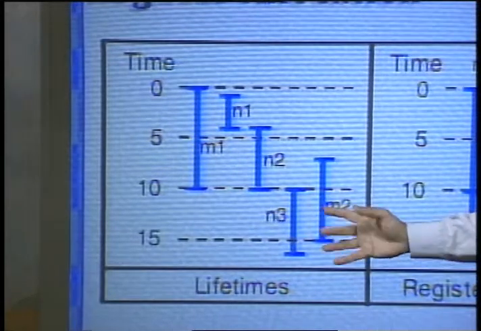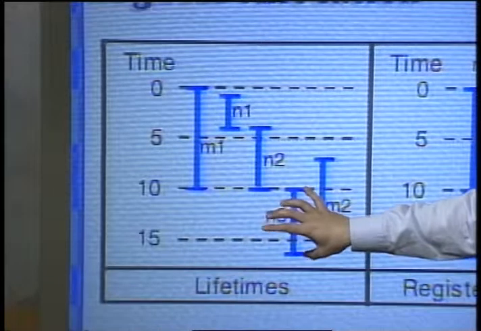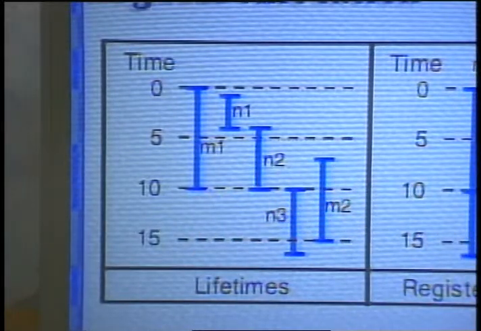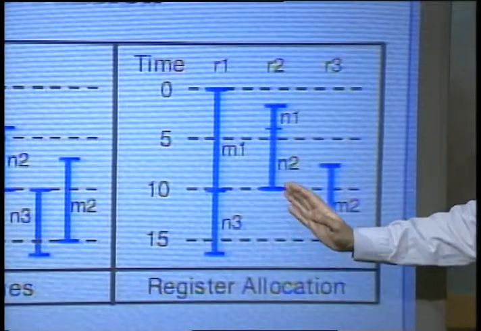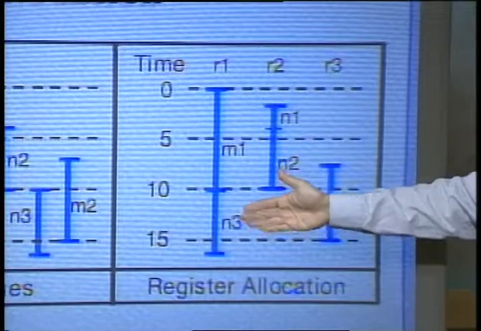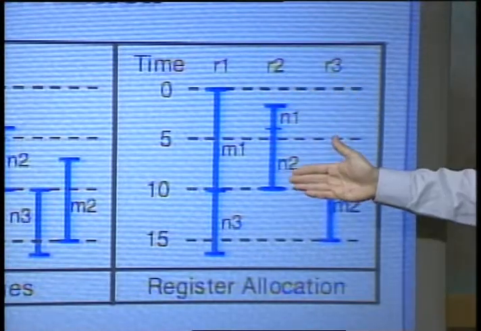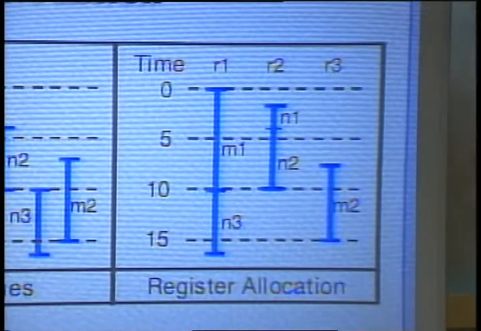But we can, for instance, pack M3 into the same register as M1 because their lifetimes do not overlap. And this process is the process of register allocation. In this particular case, we can pack M1 and M3 into one register, register R1. N1 and N2 can be packed into register R2, and M2 has to be packed into register R3.